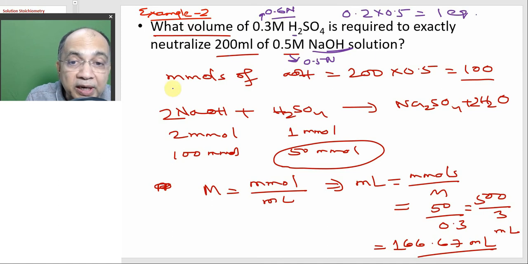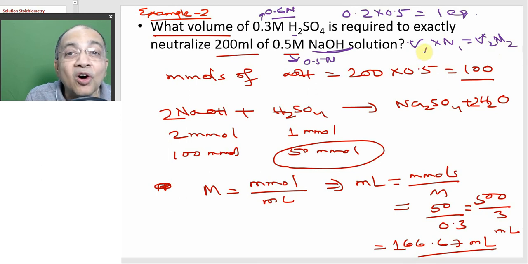The famous slogan, which I am mentioning in advance for the next video, is V1N1 is equal to V2N2. That is, the number of equivalents or milliequivalents of one reactant should be equal to the number of milliequivalents or equivalents of the other reactant. So volume into normality will give you the number of equivalents or milliequivalents, as the case may be. So this is very simple.